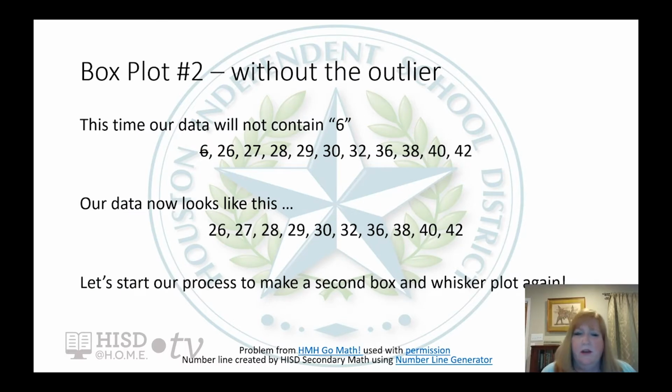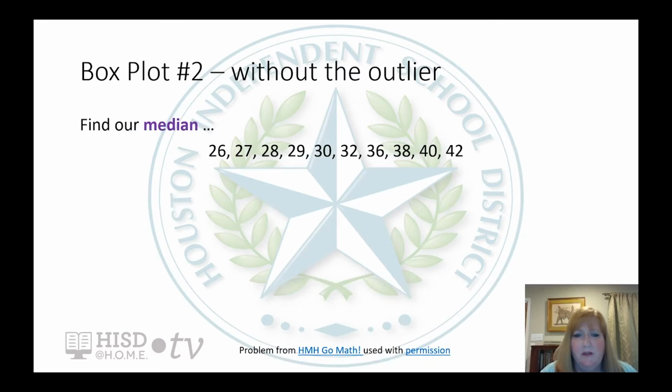Now, we're going to make box plot number 2, but this time they don't want us to use the outlier. So our data now looks like this. It starts at 26 and extends all the way up to 42. We're going to start our process again to make a second box and whisker plot, and we follow the same steps. So, to find our median, remember my trick?